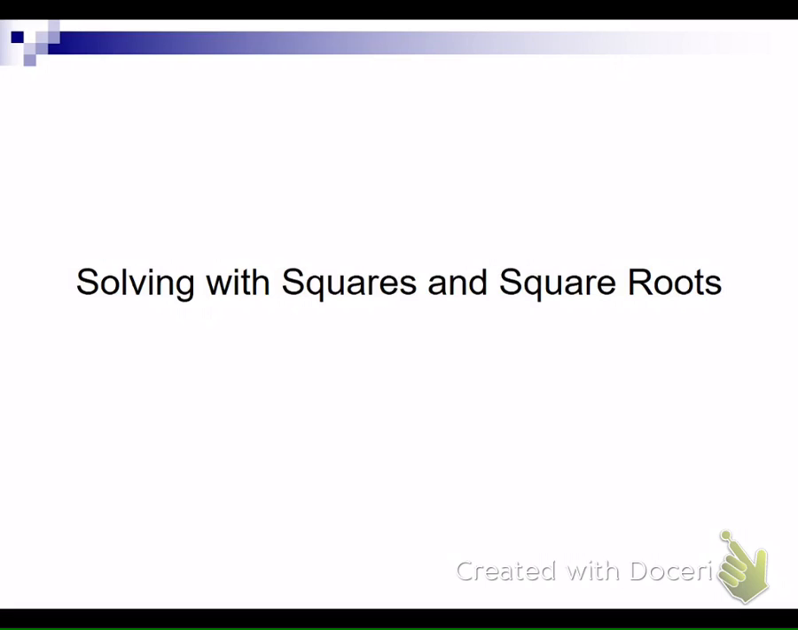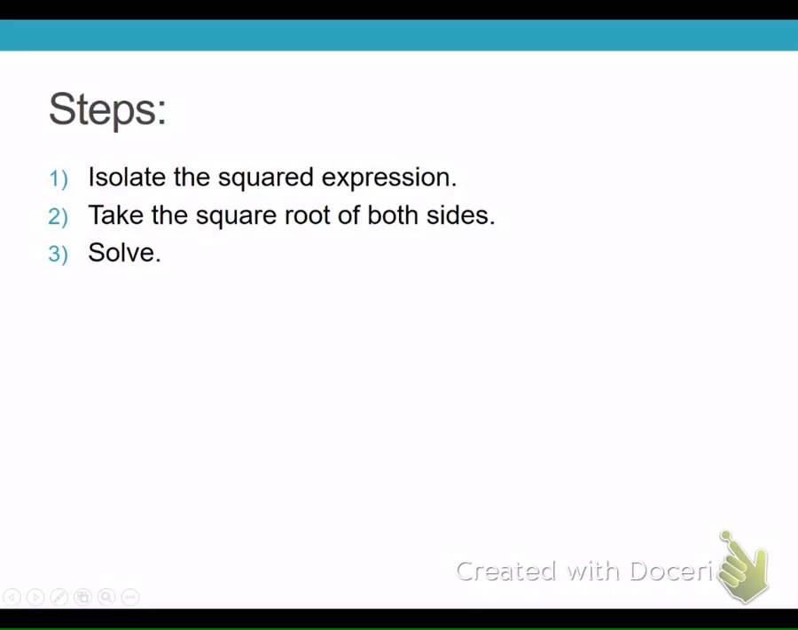The cool thing is that squares and square roots undo each other. So if it's something squared, you'll take the square root. If there's a square root, you'll square it, okay? They're called inverse operations. So here are our steps. You can go ahead and write these down.